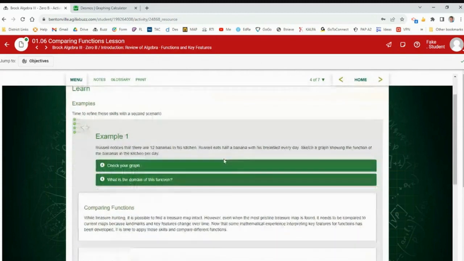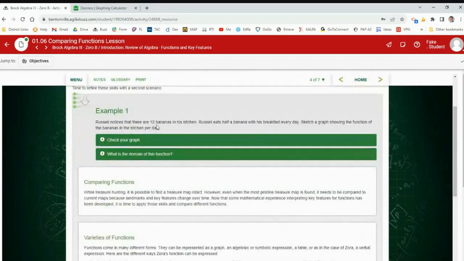All right, let's look at another scenario. Russell notices there's 12 bananas in the kitchen. He eats half a banana with his breakfast every day. So sketch a graph showing the function of bananas in the kitchen per day. So the first thing we have to do is, all right, where's our starting point? When x is 0, 0 days, how many bananas are there? Our y-intercept is going to be 12 because at day 0, there are 12 bananas.